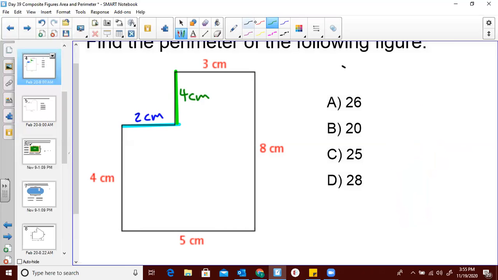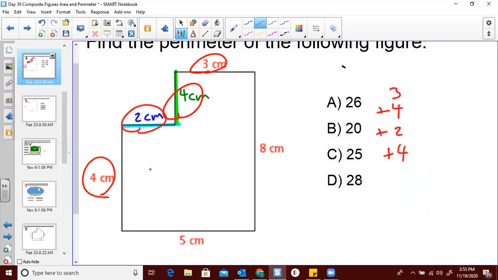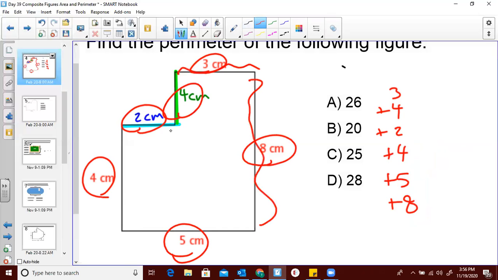All right, from here we just add them all up. So we have a 3 plus a 4 plus a 2. Remember, cross them out as you go. Plus a 4. You don't want to make a silly mistake doing basic addition. Plus a 5 and plus an 8. That's all of our sides. We've covered this side, this side, this side, this side.